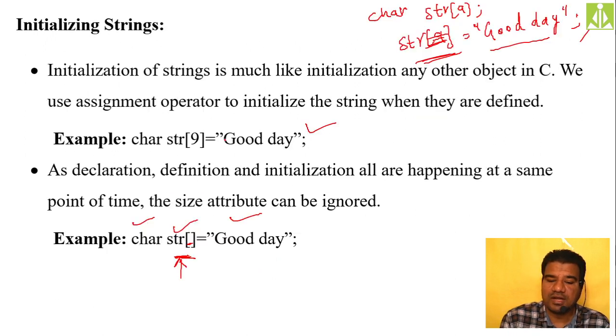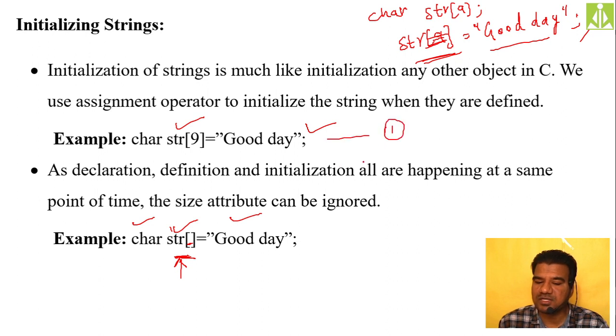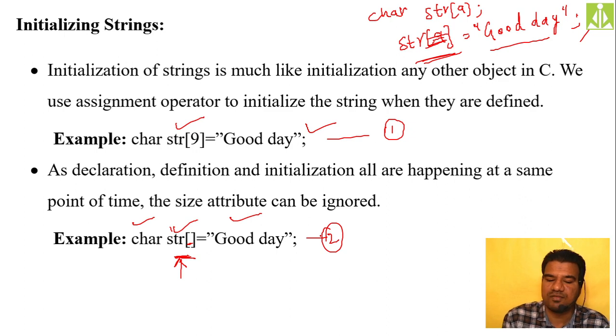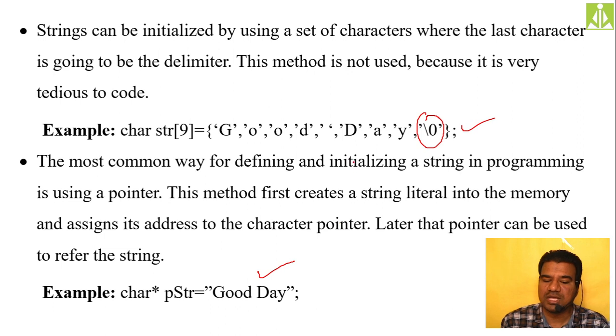How many different types of initializations? Initializing with fixed size, initializing with variable size. This is the first approach, initializing with fixed size. This is the second approach, initializing with variable size, because the size is not fixed, as you can see over here. The third approach is initializing individual characters to a character array, but make the last character a delimiter. Otherwise, it will become a normal character array but not a string. Doing like this is also possible.